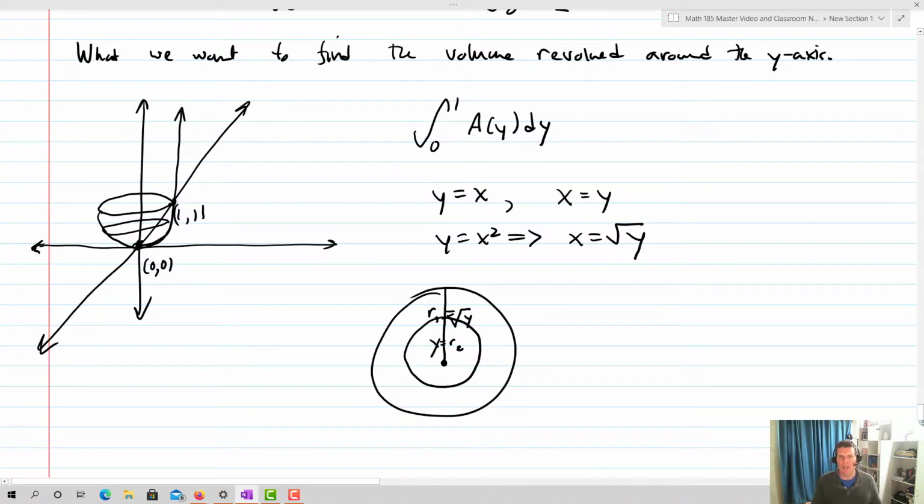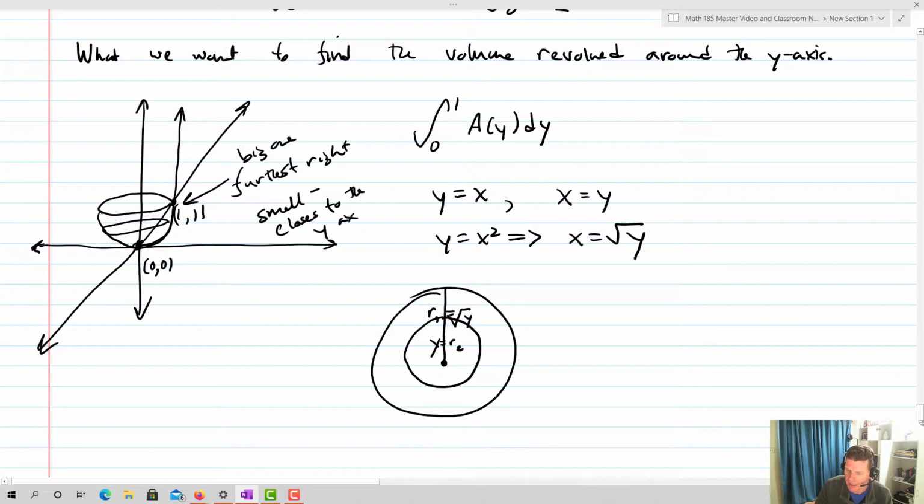Okay, so what you're going to notice here when we're working with revolving around the y-axis is that your big circle, your so-called big circle, is going to be the one that is furthest right. The small one is going to be the furthest left, or the closest to the y-axis. Because if you can imagine it, this point right there is pointing out directly at you. That's the y-axis.